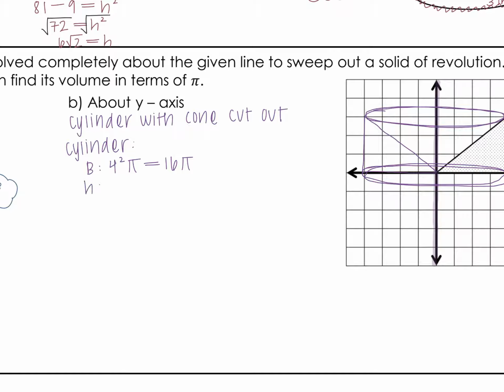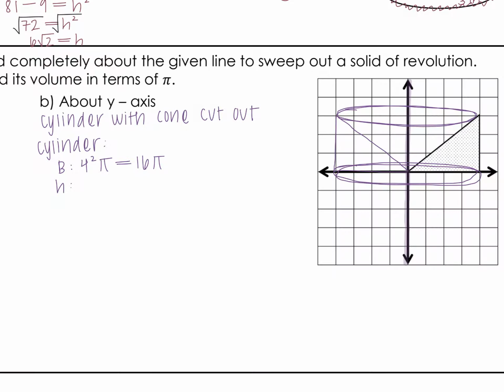Then we have our height. Make sure you're not counting where we're drawing that circle. We're counting from the top of the triangle downward. So 1, 2, 3. And so we find our volume by just taking that 16 pi times 3 to get 48 pi.